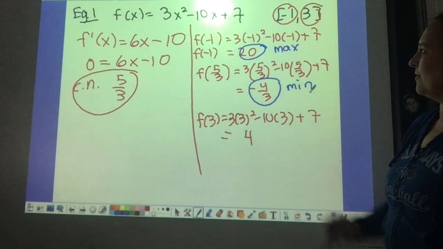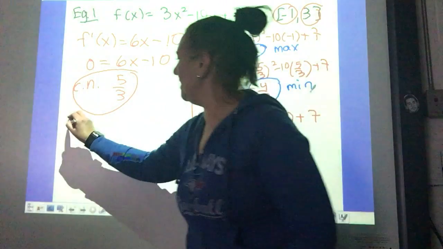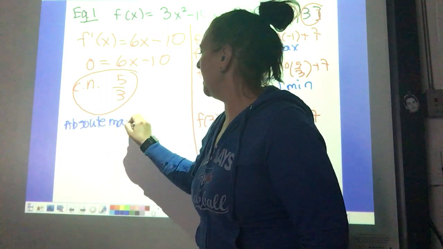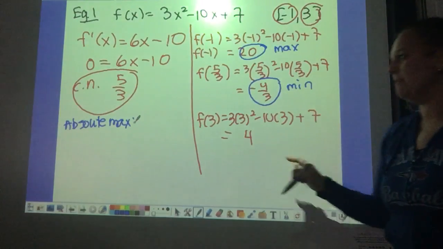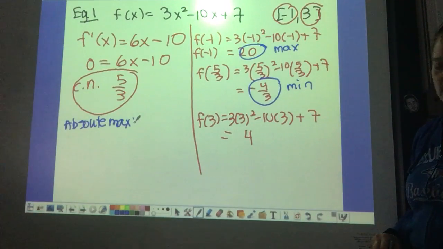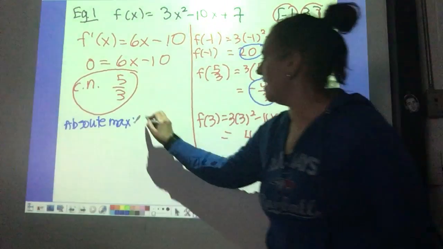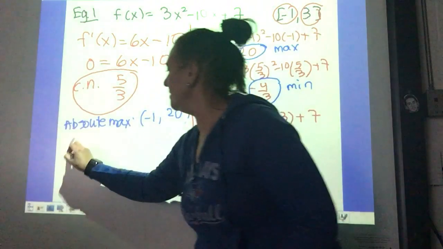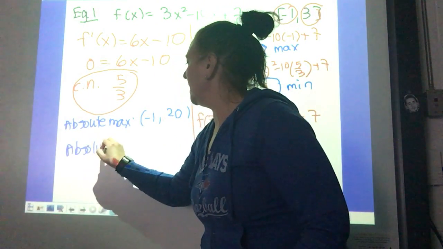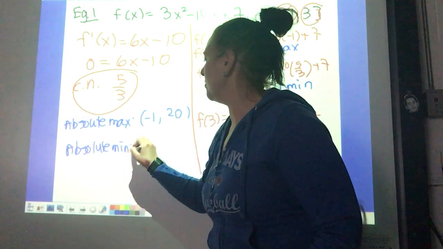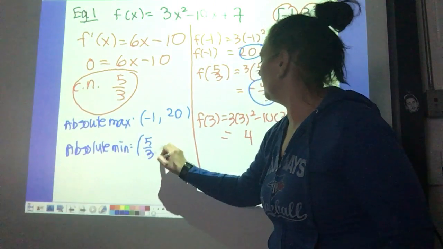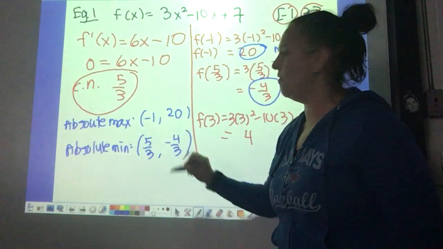Now, to put our answer out fully, oh, I have a little bit of room. So for the absolute max, again, remember we're leading up to graphing, so we need to know the coordinate points. Our absolute max occurs at -1 and 20. And where did our absolute min occur? Again, we will be graphing, so we need to know the coordinate points. Where would we graph this point? When x is 5 over 3, the y value is -4 over 3.